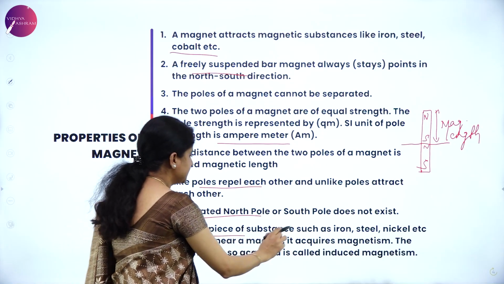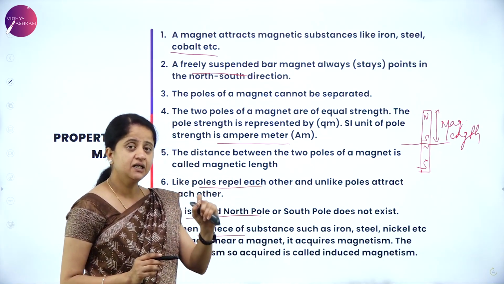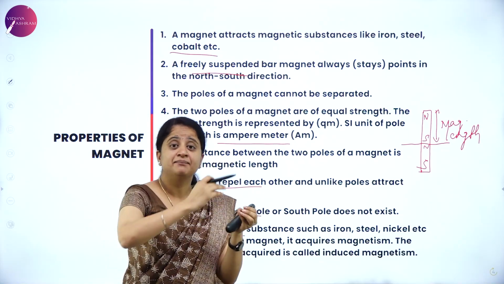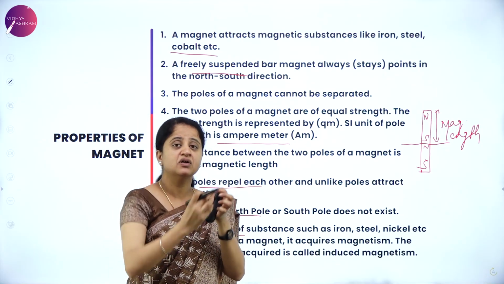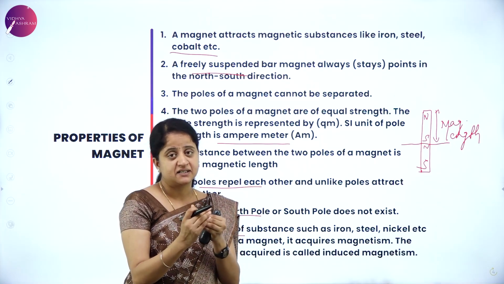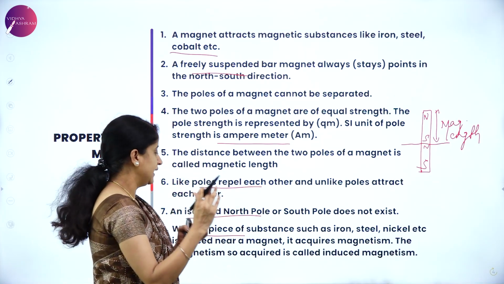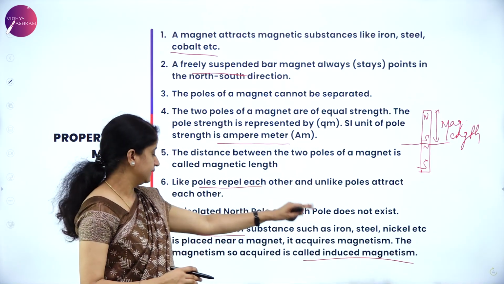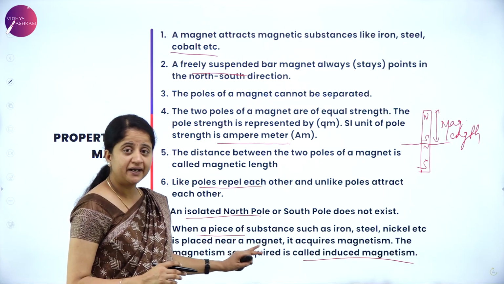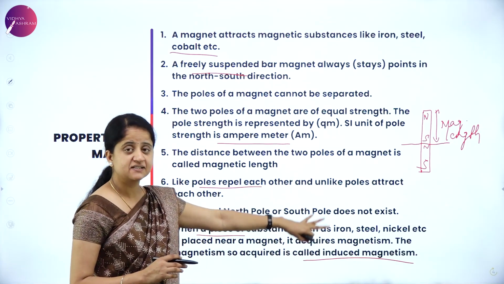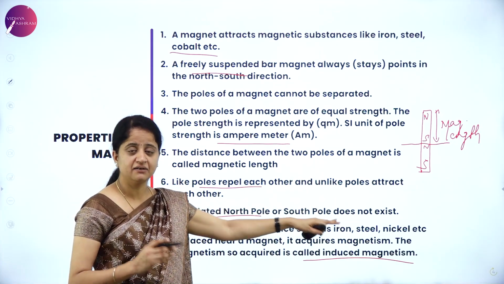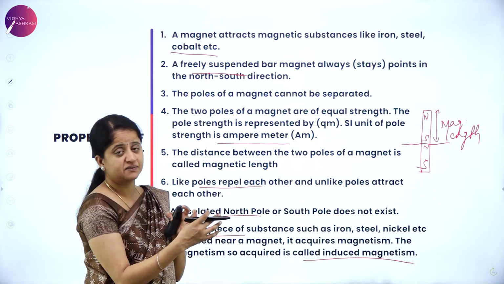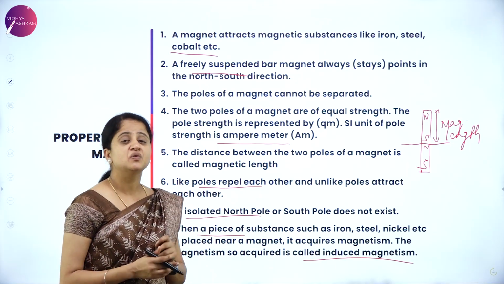When a piece of substance such as iron, steel, cobalt or nickel is placed near a magnet, it gets magnetized. We call this property induced magnetism, which is the magnetism acquired by magnetic substances such as iron, cobalt or nickel when placed near a magnet. A magnetic field gets induced in that substance, and we call it induced magnetism.